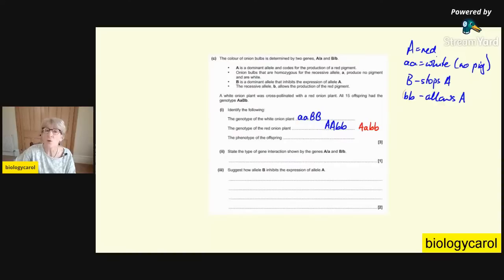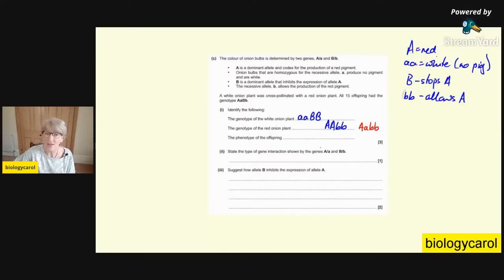Notice that it couldn't be big A, little b, because otherwise you would have had to have this genotype for the A gene as big A, little a as well. And that would have produced the red pigment. Oh, sorry, no, it wouldn't have done because of the B, but you wouldn't have got all the offspring being big A, big B, little b. So hence that would be the genotype.